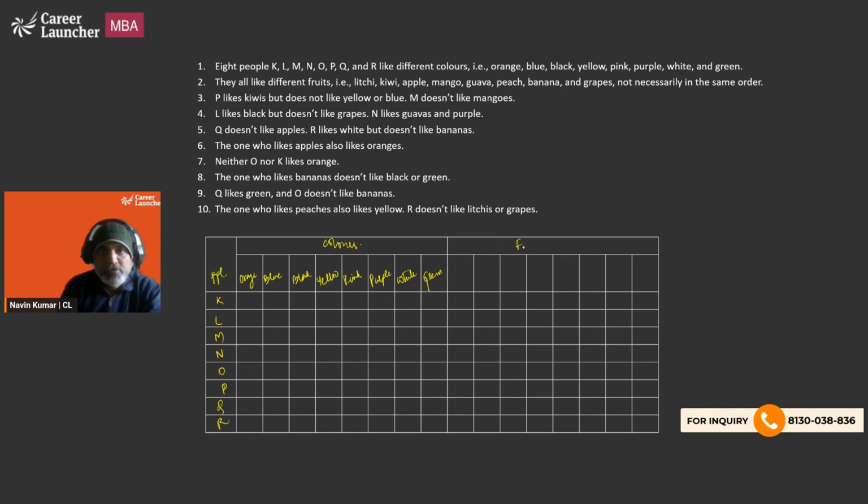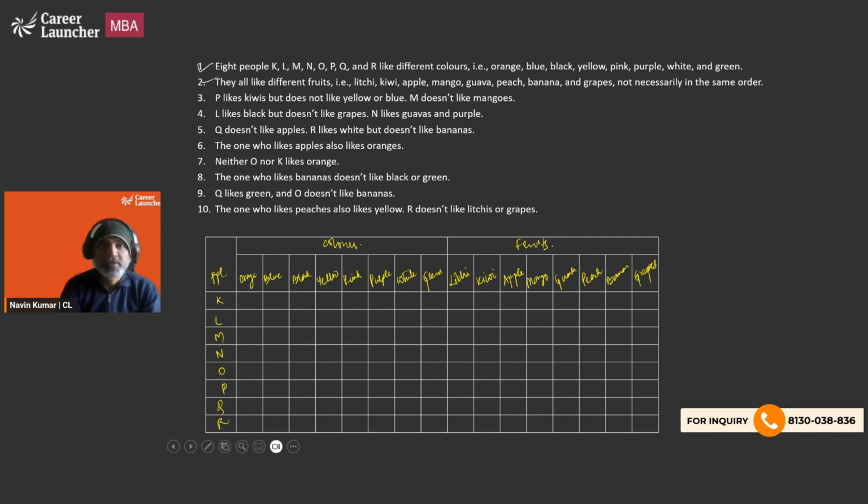Now, if we talk about fruits, the fruits are lychee, then we have kiwi, or we can write down the initials if the initials of each fruit are unique. We have apple, mango, guava, peach, banana, and grapes. So it's only guava and grapes that start with the same letter, but let's write the entire word. Now we are done with the first and the second.